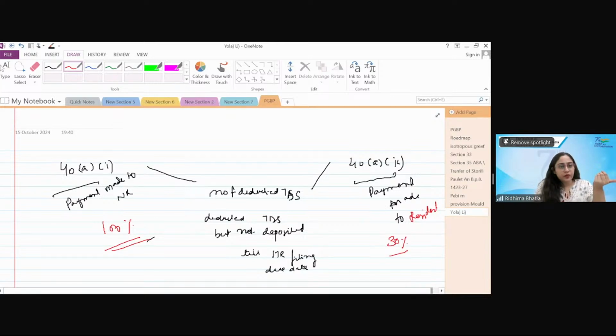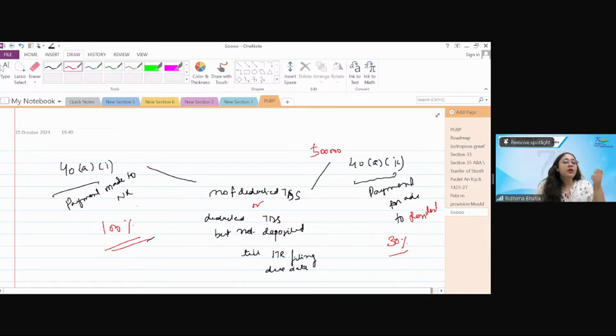So if I am making a payment of rent of 5 lakh rupees and I did not deduct the TDS on it, only 1,50,000 would be disallowed. Only 1,50,000 would be disallowed. Not deducted, or deducted but not deposited.